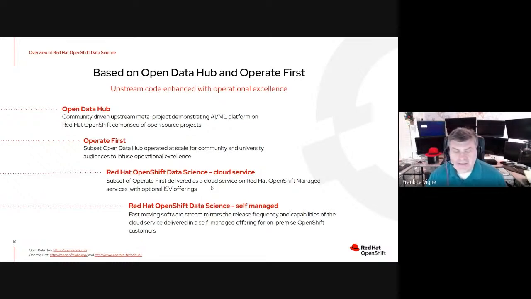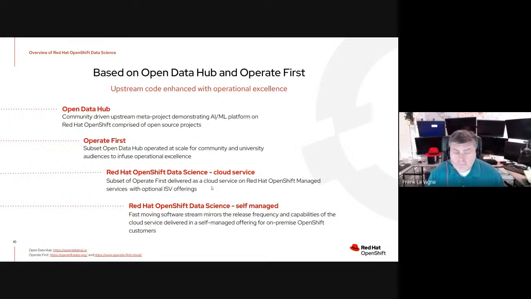Red Hat OpenShift Data Science Cloud Service is a subset of Operate First, and it exists as a cloud service on Red Hat OpenShift Managed. So think of ROSA, or Red Hat OpenShift Service on AWS, with optional offerings with ISVs. And we'll talk about our partner ISVs in a minute. And finally, and this has really been a game changer for a lot of our customers, is Red Hat OpenShift Data Science Self-Managed. Basically, this is a fast-moving software stream that mirrors the release frequency and capabilities of our cloud service, but delivered in a self-managed offering for your on-premise needs.